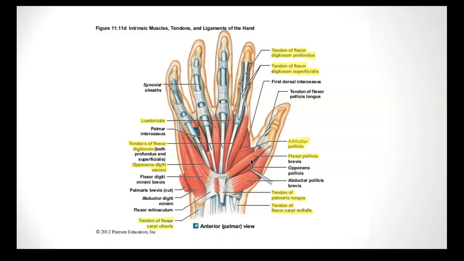And then last but not least would be the opponens pollicis. What do you think the opponens pollicis is going to do? Anyone have a guess? Great. If you said allow the first ray to move into oppositional movements, or to touch each of the individual fingers 2 through 5, then you would be correct.